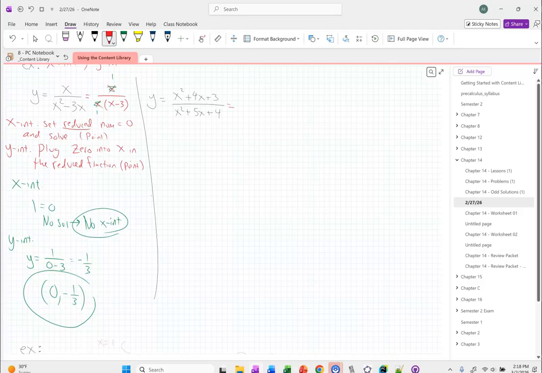All right. So, what do I start by doing? Seeing if you can factor. Okay, x squared plus 4x plus 3, does that factor? Yep. What does it factor to? 3 plus 1. Okay, x plus 3, x plus 1. And then x squared plus 5x plus 4. Positive 4 and positive 1. Okay, x plus 4 and x plus 1.